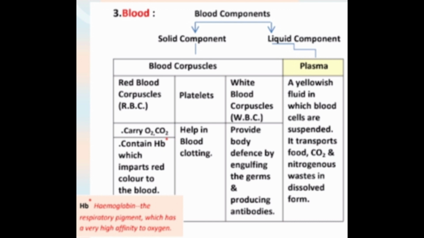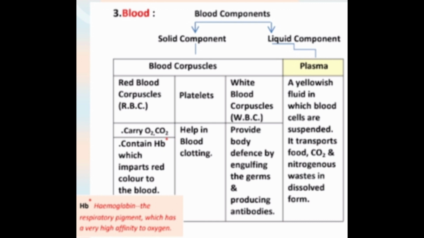So the function of RBC is to carry oxygen and CO2. It contains HB which imparts red color to the blood. That is, it carries oxygen to different parts of the body, and brings back CO2 from different parts of the body to the heart. Platelets help in blood clotting. If there is an injury anywhere, a blood clot forms there.